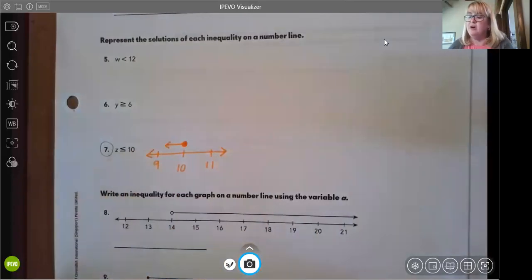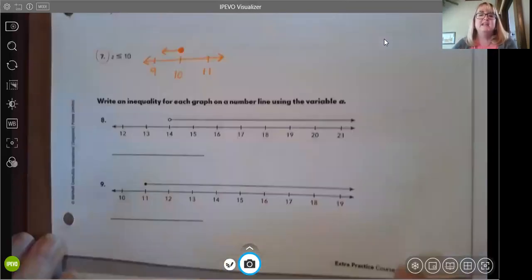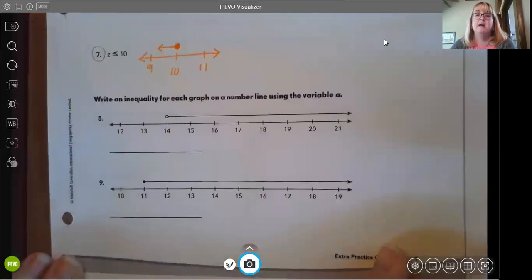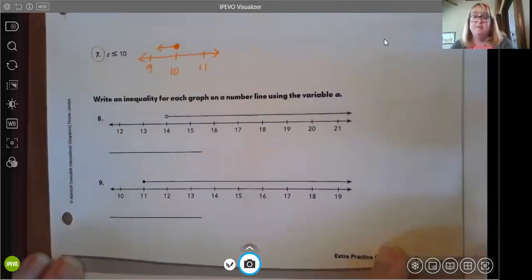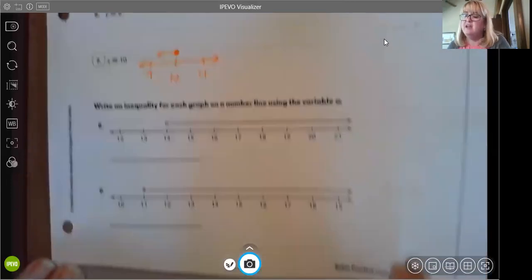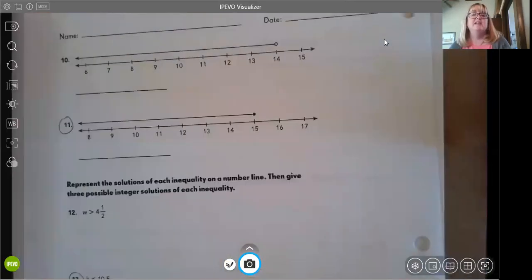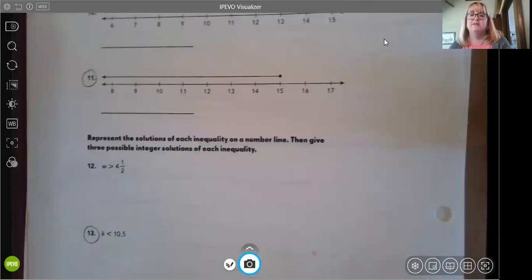All right, the next part says write an inequality for each graph on a number line using the variable a. I've been using x and y, but they tell us to use a, so we're going to use a. 8 and 9 and 10 I want you guys to do, but 11 we'll do together.